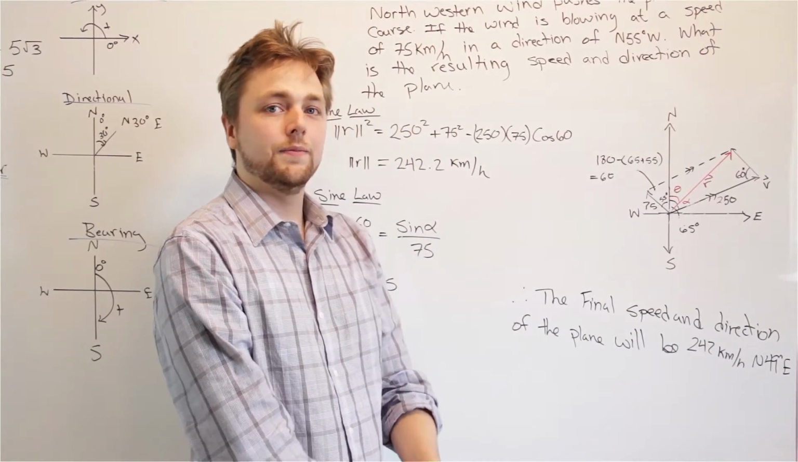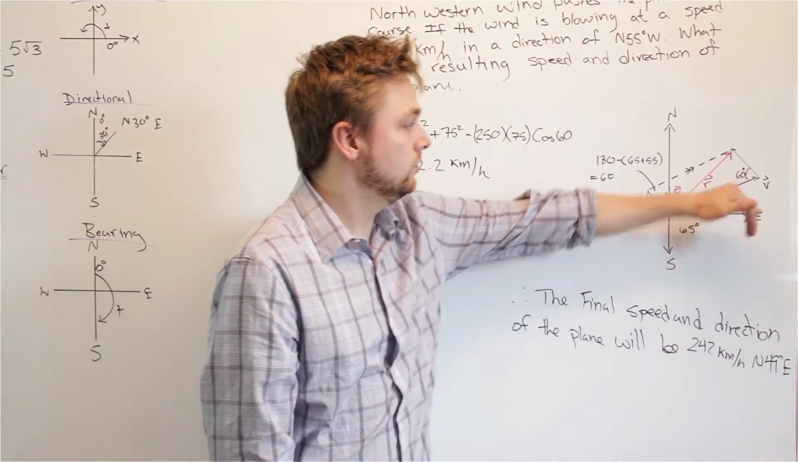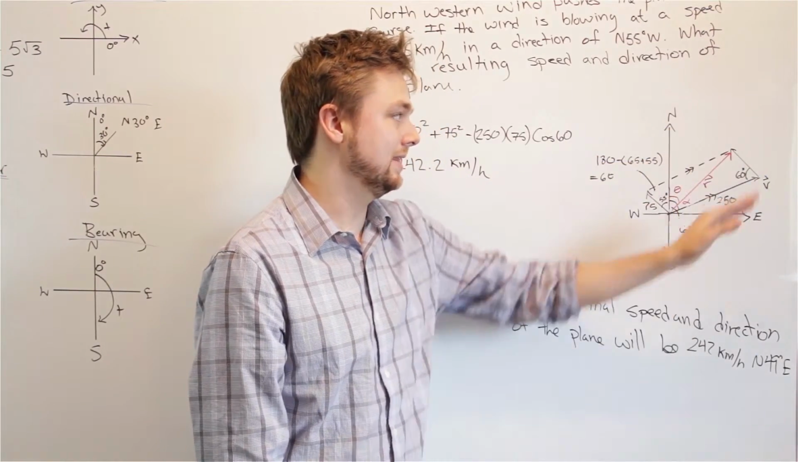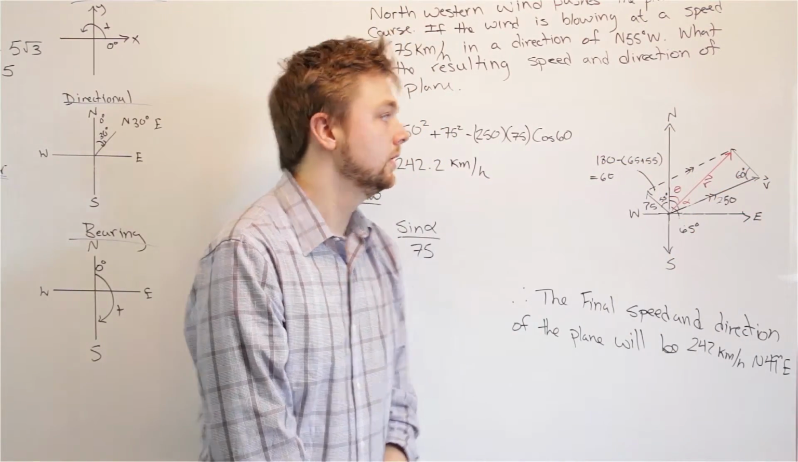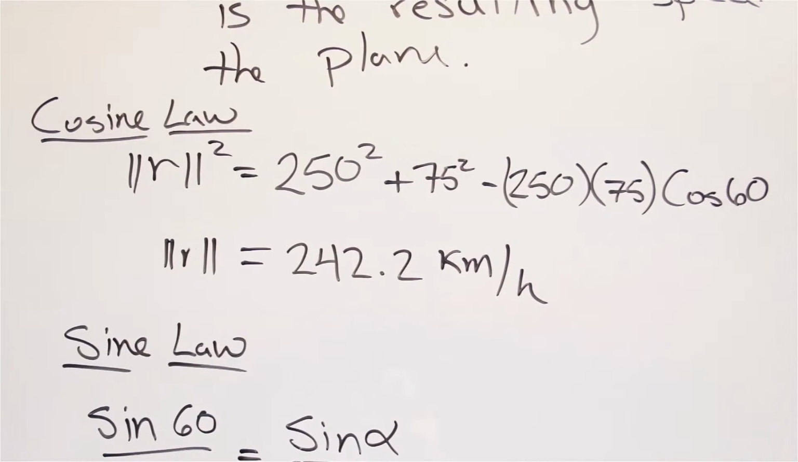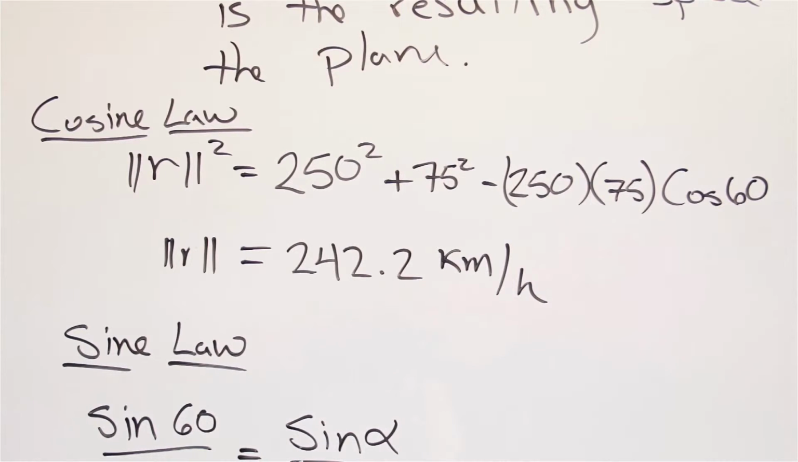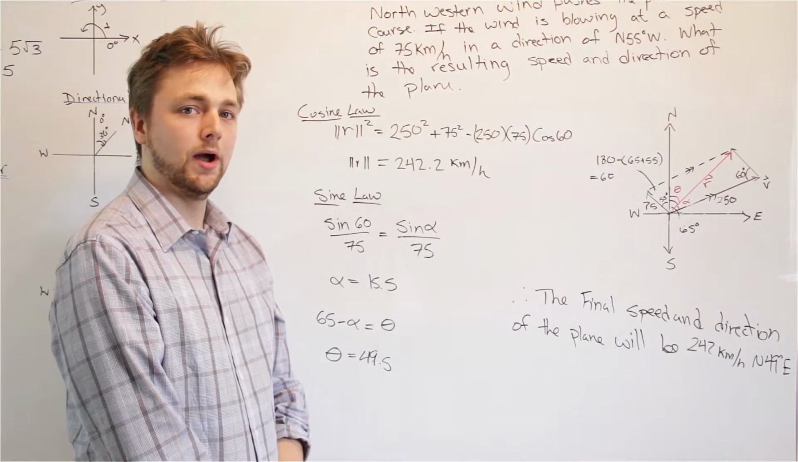We now have enough information to use cosine law. We have two known side lengths, and the angle contained between the two. So setting up this formula, the length r, this side in the triangle that we're looking for, is now going to be equal to the cosine law formula we have here. Working through the algebra, we can now determine that the length of r is 242.2 kilometers per hour.